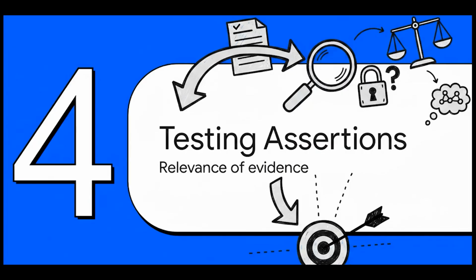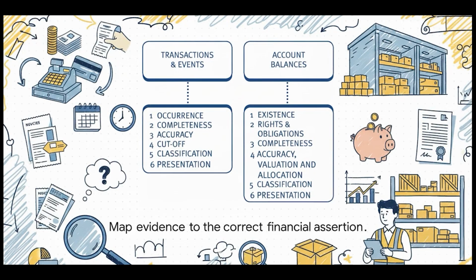Section 4. Testing assertions. This is where we talk about the relevance of your evidence. Financial statements are essentially divided into two distinct buckets: transactions and events that happen during the year, like sales, and account balances sitting there at the year-end, like inventory. And you have to test different assertions for each. For a transaction, you're testing occurrence. Did this sale actually happen?